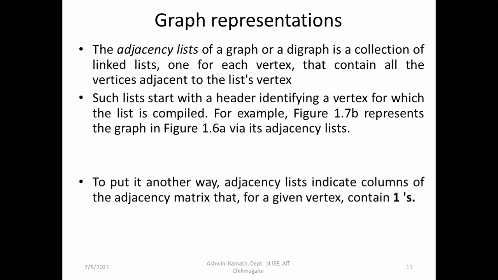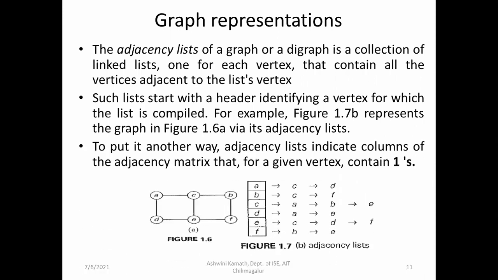For example, we have this adjacency list for the undirected graph. So from A, C is connected, from A, D is connected. So A to C, C to D. So we'll have a set of pointers here. For A, one list, for B, one list, for C, one list, and so on up to F. For all the vertices, we'll have one list. This is one list. So A to B.